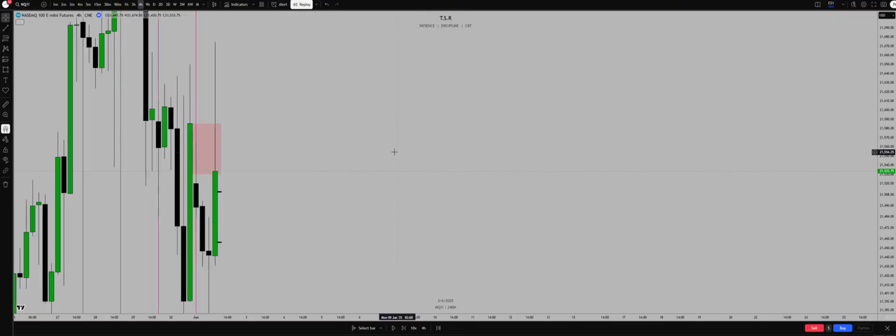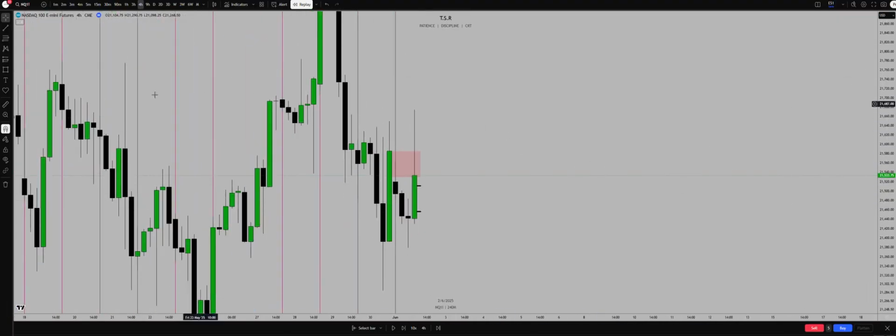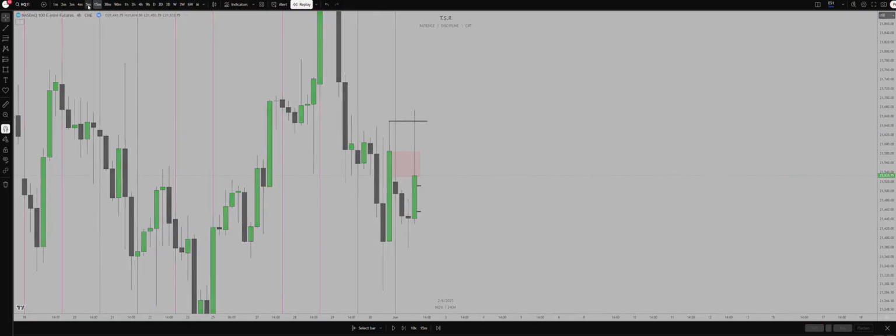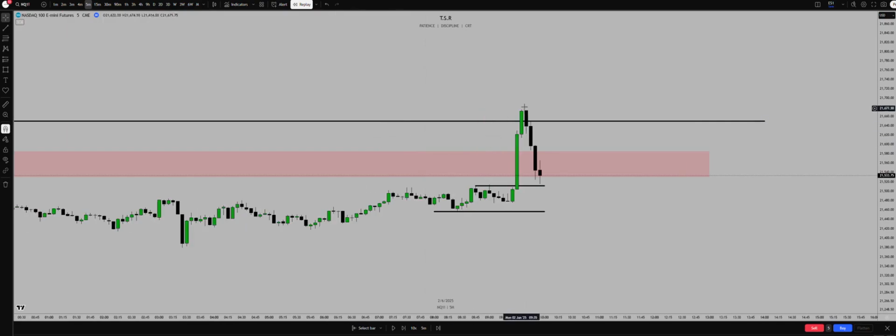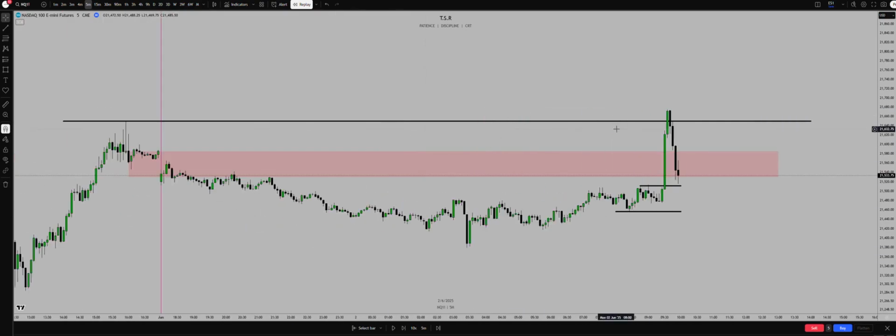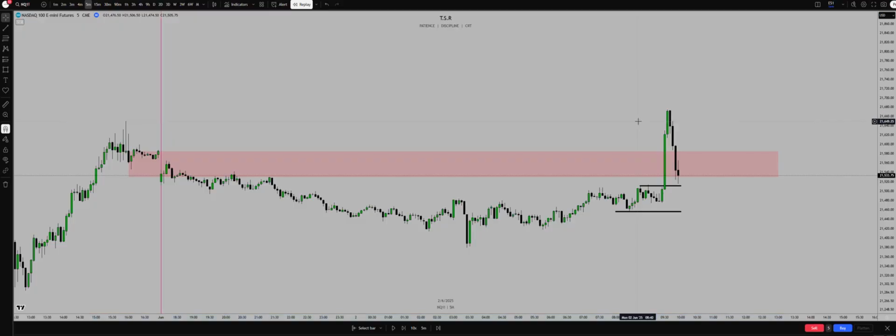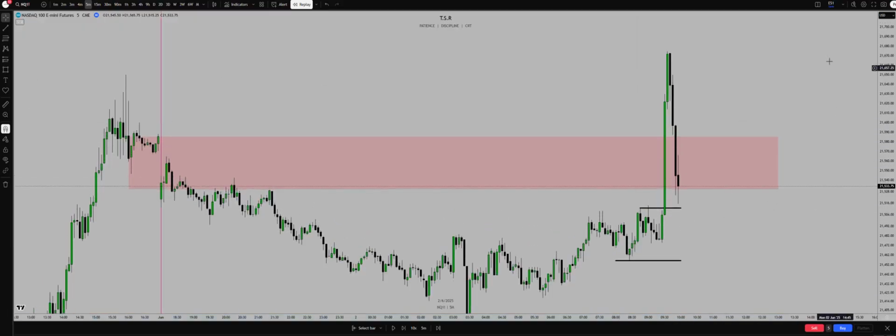Unless there was a 4-hour key level, which there was. So there was a 4-hour key level right there, but no 15-minute CRT and no 5-minute CRT. All right, so we can completely remove that. There was no short to be taken there.